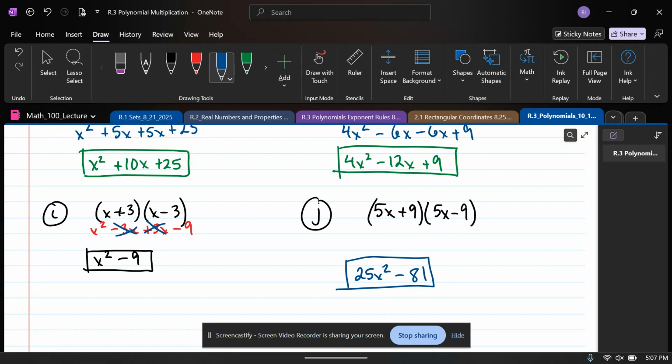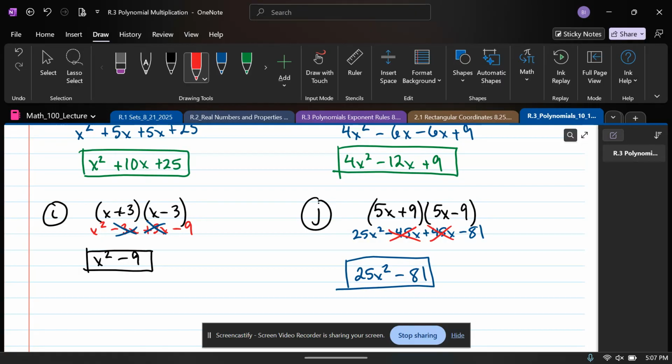If you don't remember that shortcut, or you get into doing the problems and you just aren't even thinking about that, and you just did 25x squared minus 45x plus 45x minus 81, you're still going to get the same answer because those 45x's are going to go away. It's not going to change it. It's just sometimes having a little shortcut can help you.